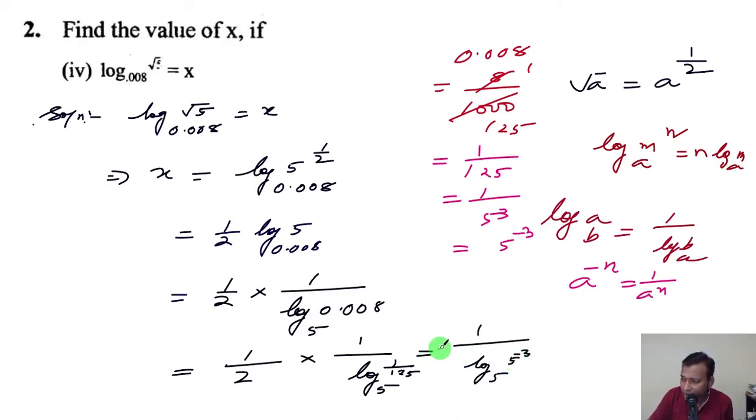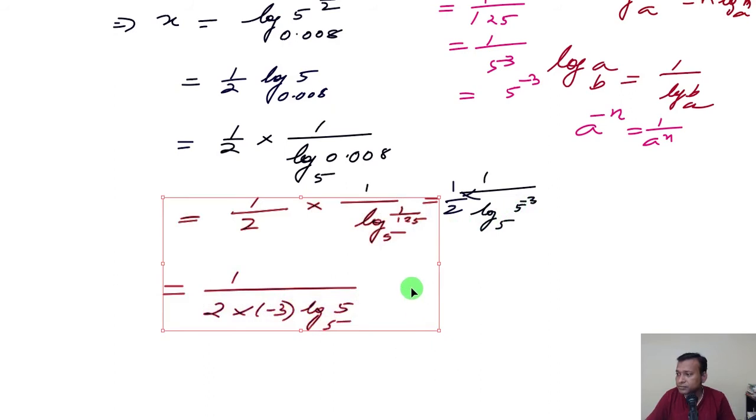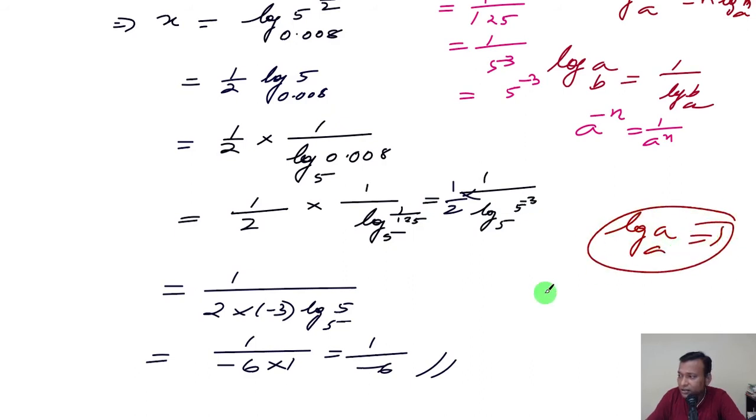So now, this half is here, this equal to 1 by 2 into minus 3 log 5 to the base 5. So this will become minus 6, and log 5 to the base 5 is 1, that is 1 by minus 6. We know log a to the base a is always 1. So here log 5 to the base 5 is 1. So the answer is minus 6.